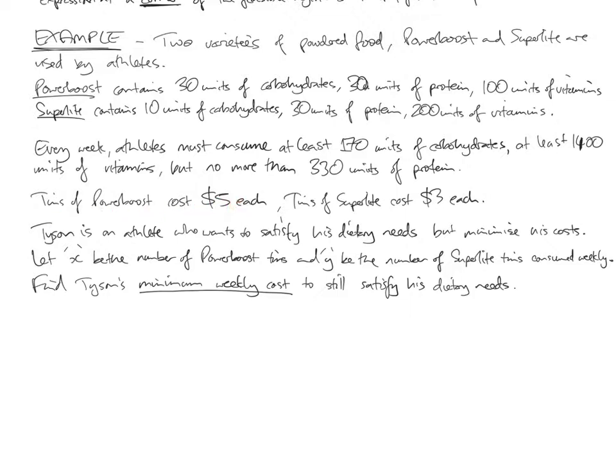Tins of Power Boost cost $5 each. Tins of Superlight cost $3 each. Tyson is an athlete who wants to satisfy his dietary needs but minimize his costs. Let X be the number of Power Boost tins and Y be the number of Superlight tins consumed weekly. And what is the objective here? The only new thing that we need to do with this linear programming business is find Tyson's minimum weekly cost to still satisfy his dietary needs.